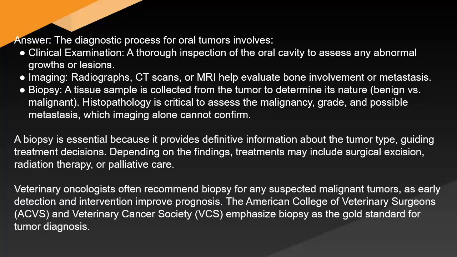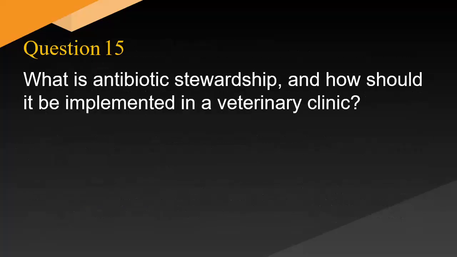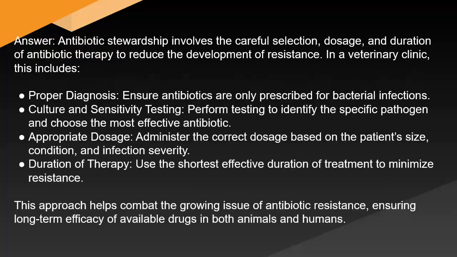The American College of Veterinary Surgeons (ACVS) and Veterinary Cancer Society (VCS) emphasize biopsy as the gold standard for tumor diagnosis. What is antibiotic stewardship, and how should it be implemented in a veterinary clinic? Answer: antibiotic stewardship involves the careful selection, dosage, and duration of antibiotic therapy to reduce the development of resistance. In a veterinary clinic, this includes proper diagnosis: ensure antibiotics are only prescribed for bacterial infections. Culture and sensitivity testing: perform testing to identify the specific pathogen and choose the most effective antibiotic.